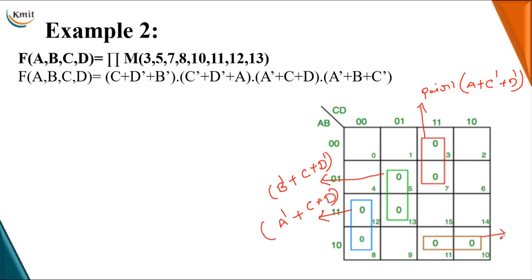Next, the last one, which is also a pair, denotes the sum term. Here row-wise the common variables are AB, where the A value is 1 and the B value is 0, so A is represented with complement. In the sum term, B is without complement.